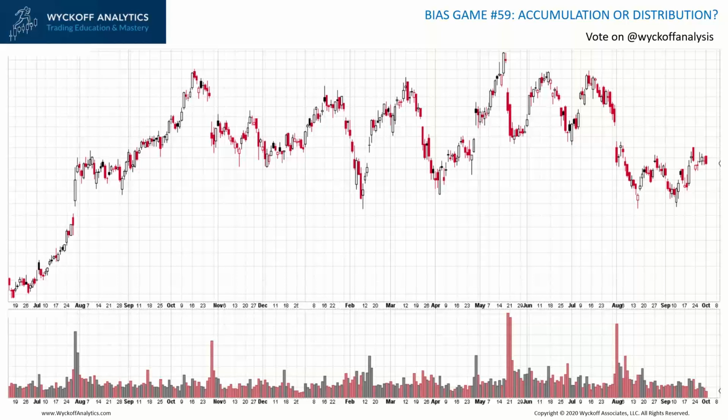Okay, so let's go through this. A majority of you, or a slight majority, is saying that this is a distribution. So I'm going to go to the people who said that this is an accumulation, and I want to ask the question, what is it exactly that would tell you that this is an accumulation? Just give me any random answers. Why do you think that this is an accumulation? And while you're thinking, let me start the analysis right here.